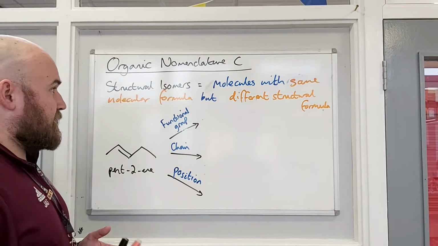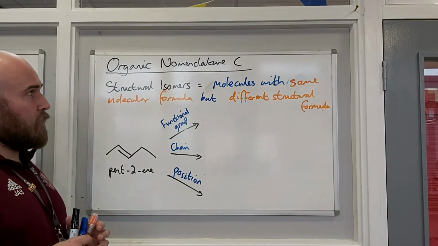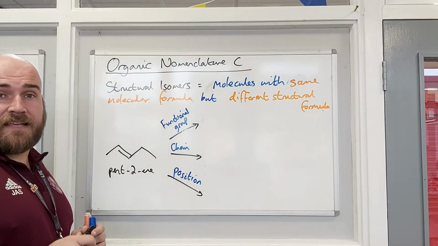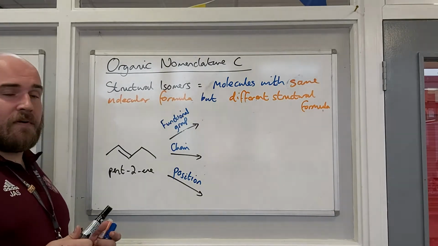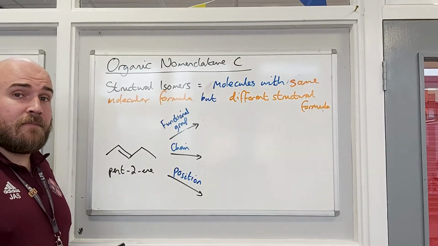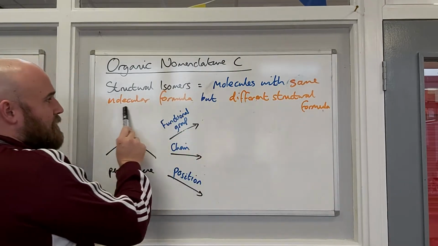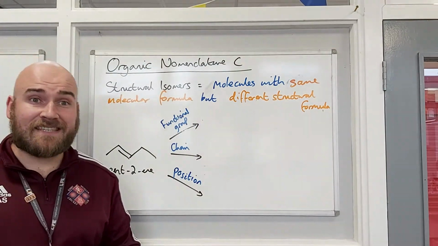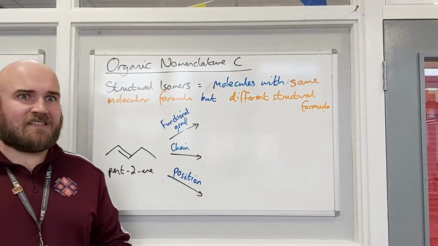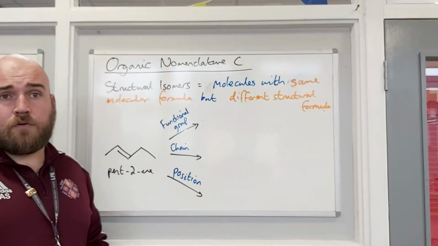Right folks, here is the summary or walkthrough, whatever you want to call it, for the organic nomenclature activity I gave you today. First question was to explain what is meant by the term structural isomers. It's a very important definition that you need to get correct. It is molecules with the same molecular formula but different structural formula. So they've got the same molecular formula, like C3H8O, for example, but different structural formula.